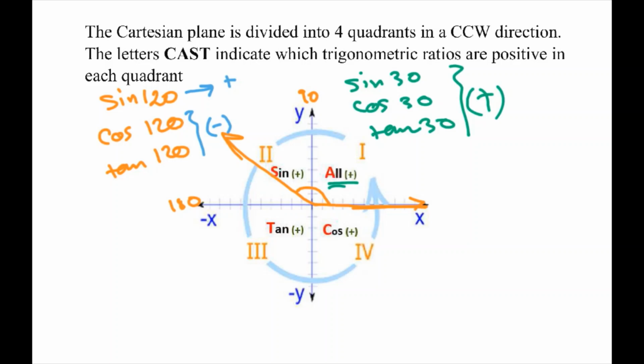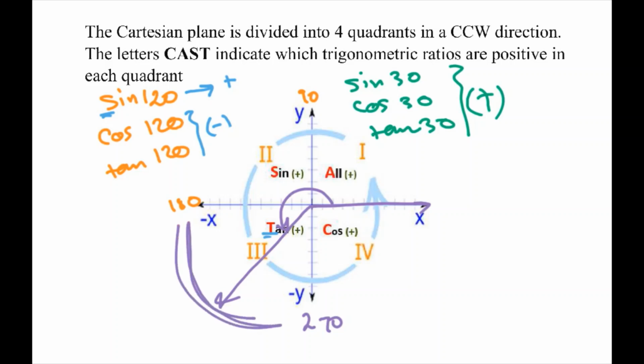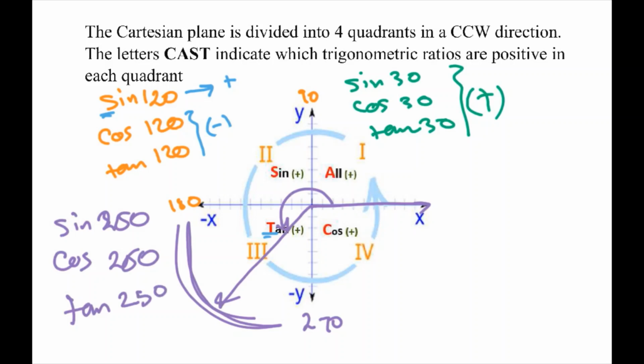So that's why we say S. So A represents all of them are positive. S represents only sine is positive. Here we know tangent is going to be positive, but let's see. An angle in quadrant 3, for example, an angle all the way from here to here, an angle greater than 180 and less than 270, right? So it's in between these two, like 250. So when you do sine 250, you can use the calculator for that, cosine 250, and tangent 250, you will notice only tangent is positive here.